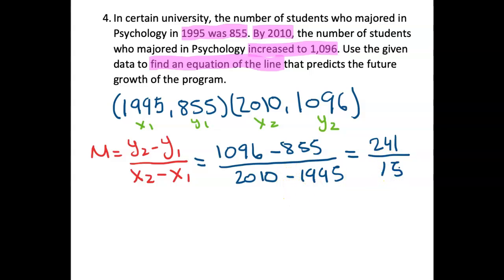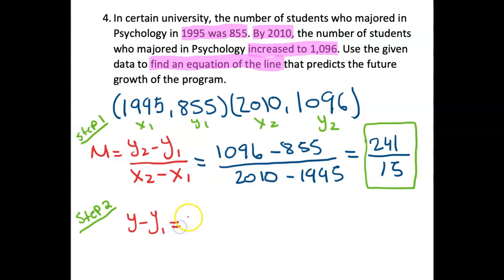Then we try to simplify 241 over 15. I don't think it reduces. And that stays like that. So I know we have some fractions that we might not like, but that's okay. So that was step 1, find the slope. Step 2, we're going to use the point slope formula to write the equation of the line.